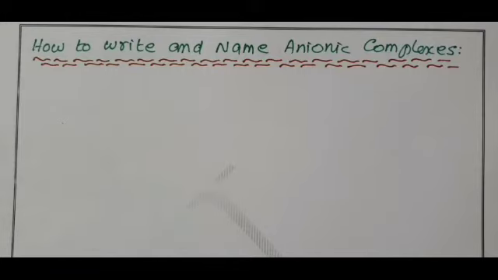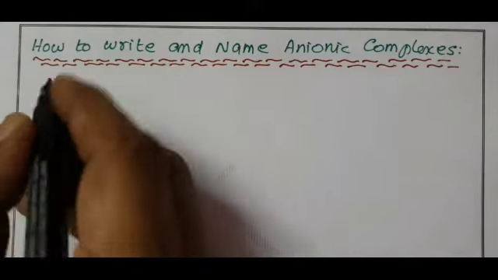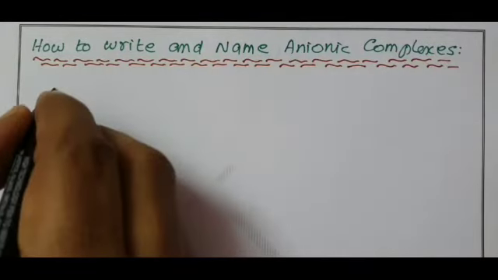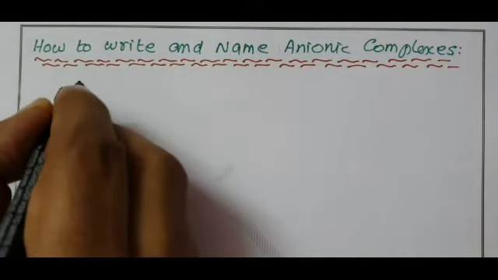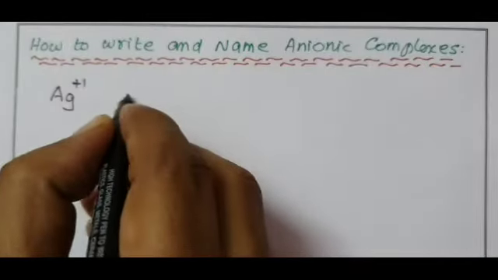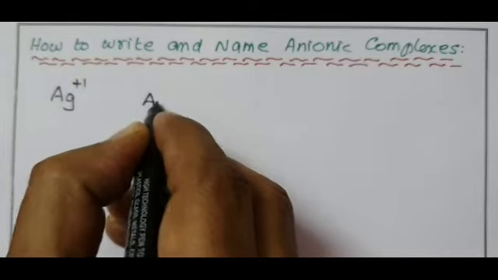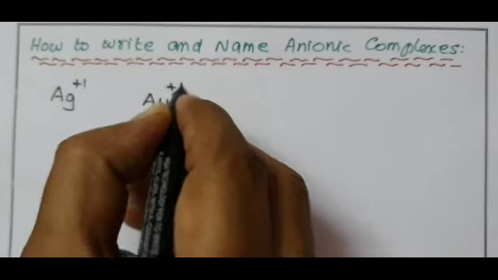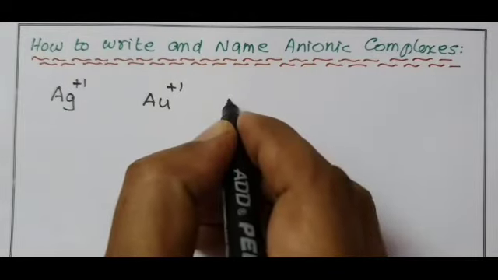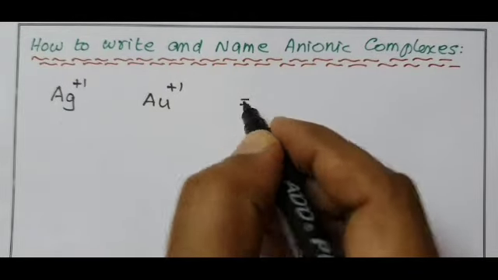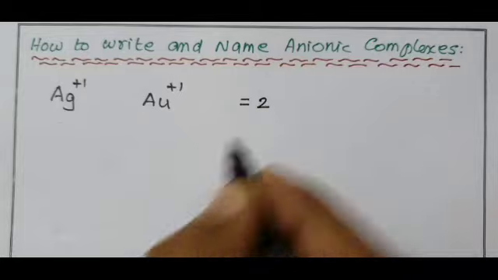Before writing the anionic complexes, first of all, we should know what central metal ions we are going to use here. One is monopositive Ag plus 1, and monopositive Au plus 1. The coordination number of these central metal ions is 2.